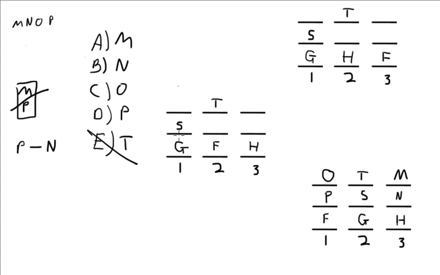So in order for S to be with another variable, S would have to be in position 1. So if S is in position 1, well guess who can't be in position 1? N. Because N has a leader. So N can't go here, which means that S can never be with N, because otherwise S would have to be in position 1, and therefore B is our correct answer.